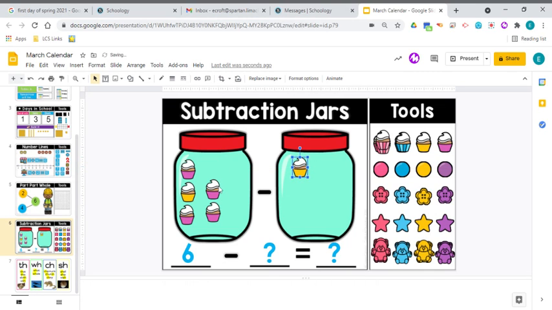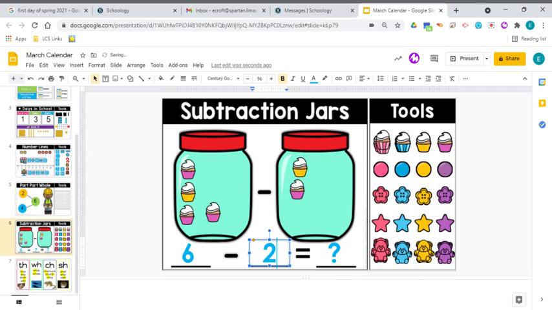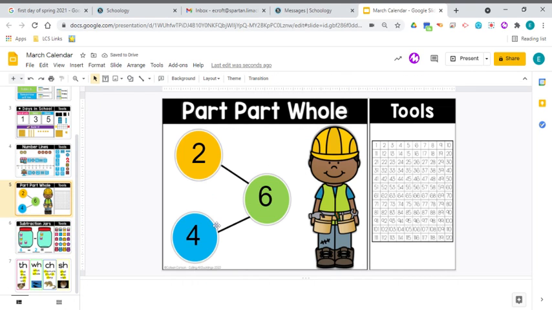So this time we're going to take away 1, 2. So we're taking away 2. How many do we have left? We have 1, 2, 3, 4 left, right? 4. So then you can look right back at your part whole, your number bond. 6 minus 2 equals 4. See those related facts? They are a fact family.